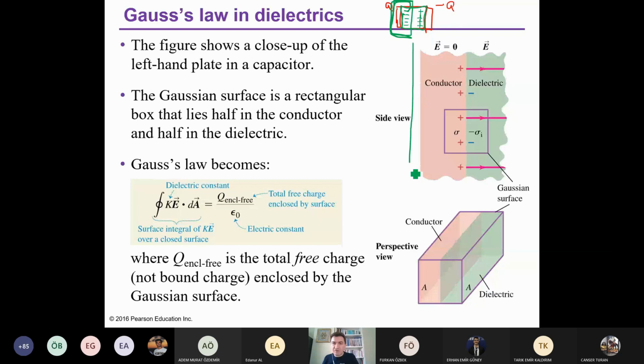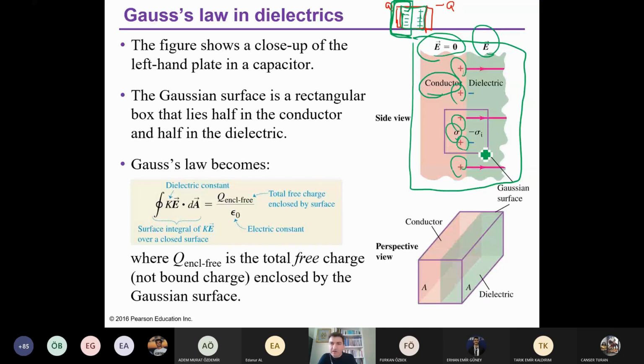So this picture shows us this. On the left side, we have a conductor. And we have learned that within the conductor, the electric field is zero. We have learned this in the previous lectures. And here within a dielectric, we have an electric field. Okay, these are the charges on the conducting plate. And this is the surface charge density sigma. And these are the negative charges collected on this side of the dielectric due to the electric field between the plates.